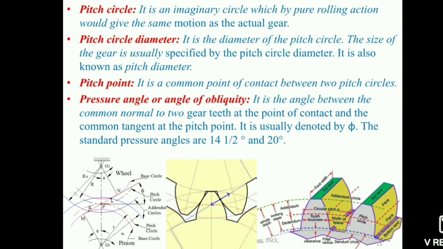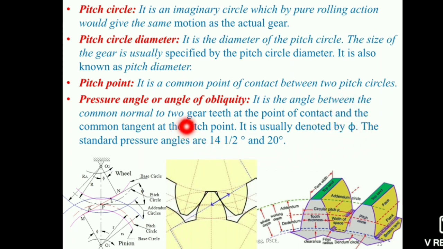Then you have pressure angle. Pressure angle is the angle between the common normal. For example, at the pitch point, if you draw a normal line, a perpendicular line, and then draw a tangent to the pitch point, there will be a gap, an angle between the two lines. That angle is called the pressure angle. I will explain that in detail when we go to the derivations where it is required. Normally this pressure angle is denoted by the letter phi. Phi will be the common letter used to denote pressure angle.